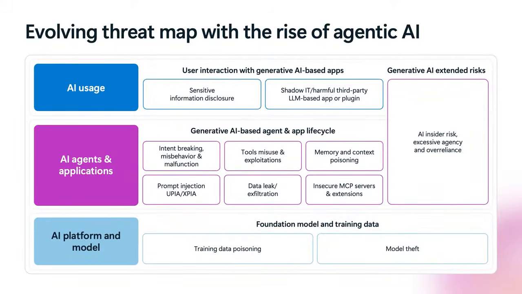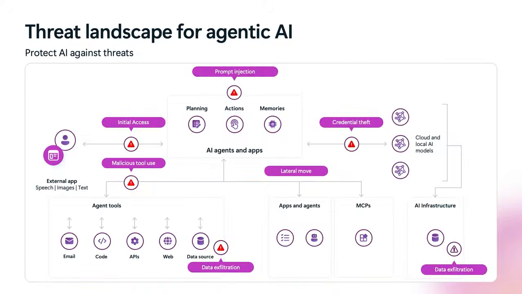With the inclusion of agentic AI, the threat map expands significantly. Notice the new risks that appear in the middle layer. These are unique to agents. And these are things such as intent breaking, agent drift, tool misuse, and memory poisoning. So these threats exist on top of everything we saw on the previous slide. The attack surface has grown because agents do not just generate text, they also take actions, call tools, and interact with other systems autonomously.